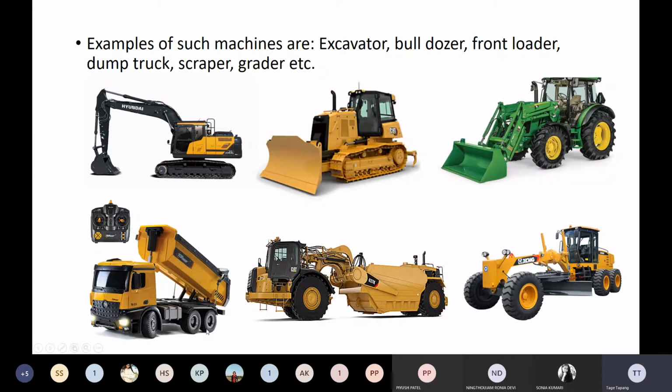This is dump truck. People can also call it dumper because it helps in dumping the materials which has been loaded here. And this one is called scraper. So we will discuss all this later on. And the last one, this is called grader. Right? They are used for grading or leveling. So these are the basic machines most commonly used in land reclamation.